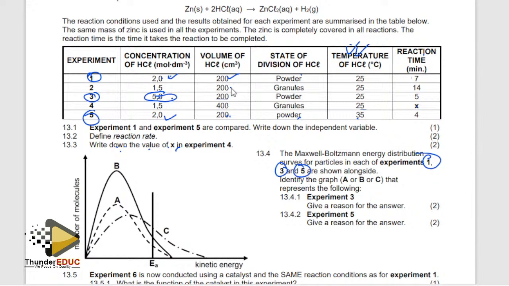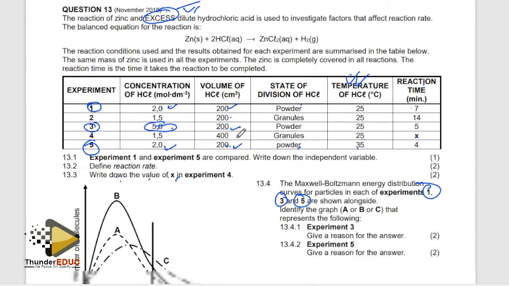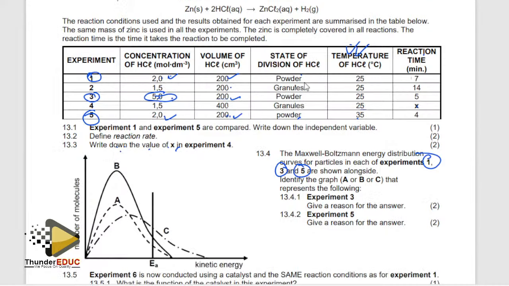Volume doesn't matter. Why? It's the same, and number 2 is dilute. So we said it's excess. We said it here, so it doesn't affect. State, this is powder, and this is powder. So it's the same. You see now the key point, the first key point is here.